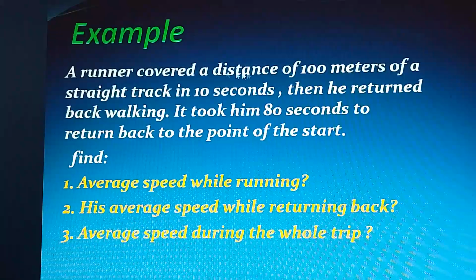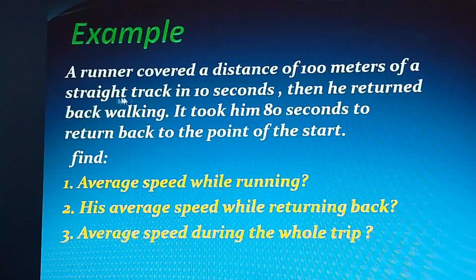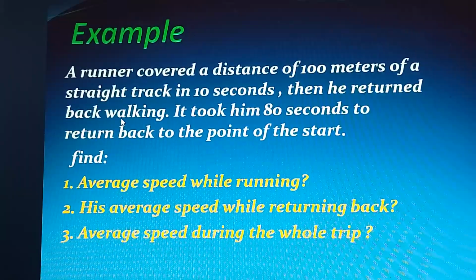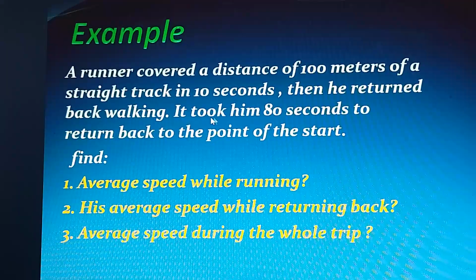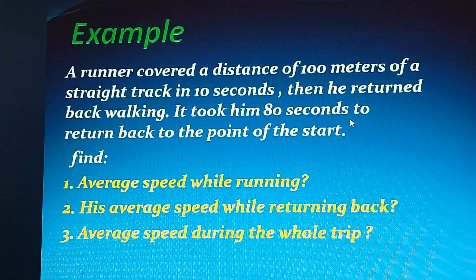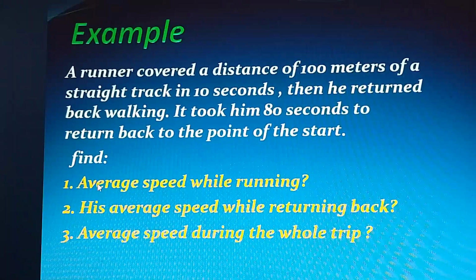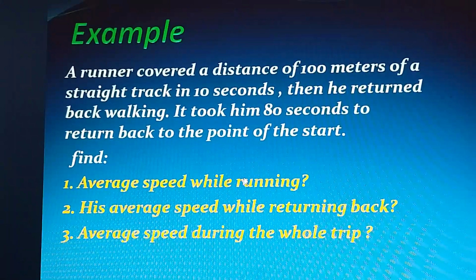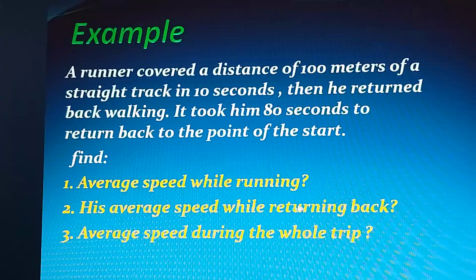Example: a runner covers a distance of 100 meters on a straight track in 10 seconds. Then he returned back walking. It took him 80 seconds to return to the starting point. Find, number one, his average speed while running; his average speed while returning back; and average speed for the whole trip. Answer.